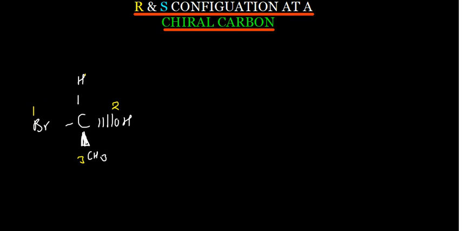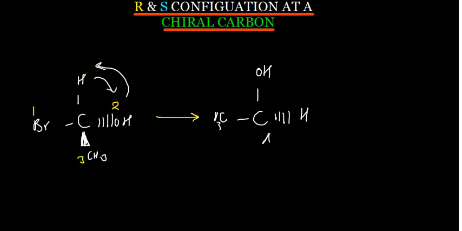Okay, now another thing that I'm able to do is, using the swap method, swap two groups in such a way that the fourth group I take to the back. So I'm going to swap these two. What is going to happen is that the alcohol functional group comes here and then the hydrogen comes here. If I swap one group, I also need to swap these other two groups. So then the methyl is going to come here and the bromine is going to come here.